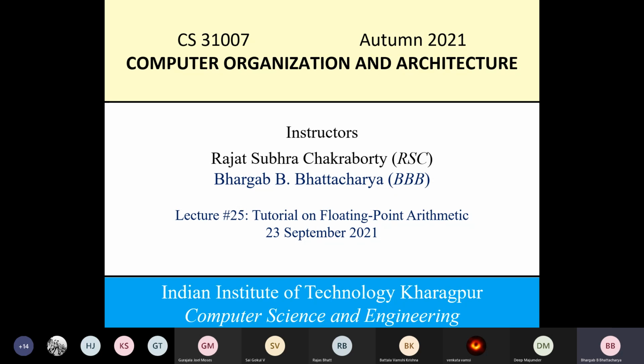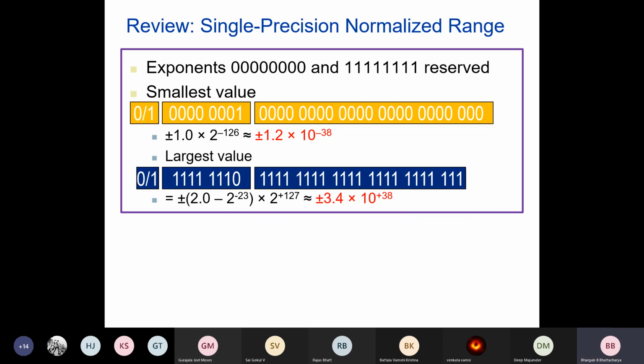If you have any question or doubt regarding floating point representation or the issues in arithmetic, please let me know. Okay. So this is the slide which we discussed many times.